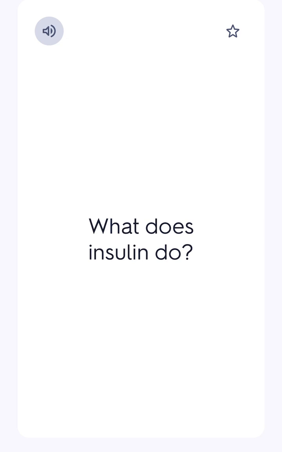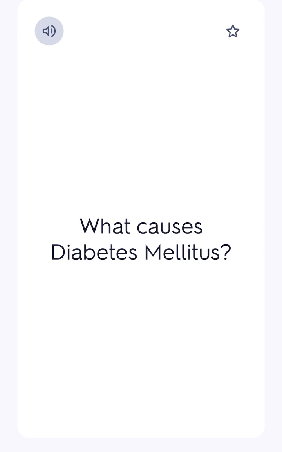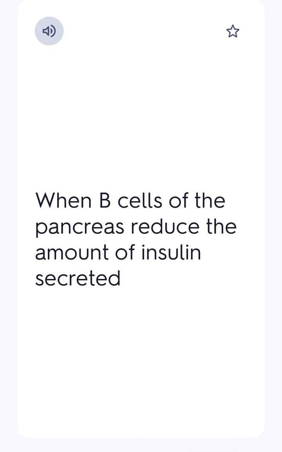What does insulin do? Allows for the passage of glucose into the cells. What causes diabetes mellitus? When B cells of the pancreas reduce the amount of insulin secreted.